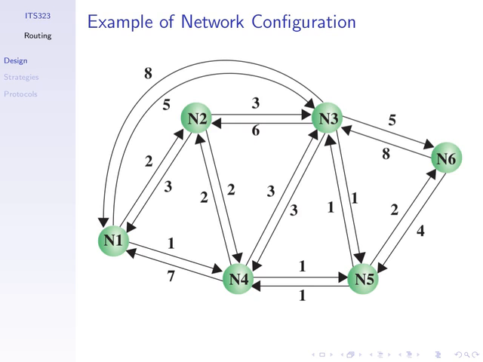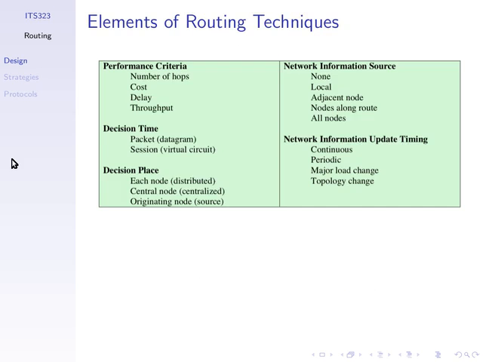So again, this path has a total delay of 1 millisecond plus 1 millisecond plus 2 milliseconds, a total of 4 milliseconds to get from N1 to N6. So delay is another common metric for determining least cost path. Throughput or data rate may be another one, except it's not so obvious how we could deal with that.